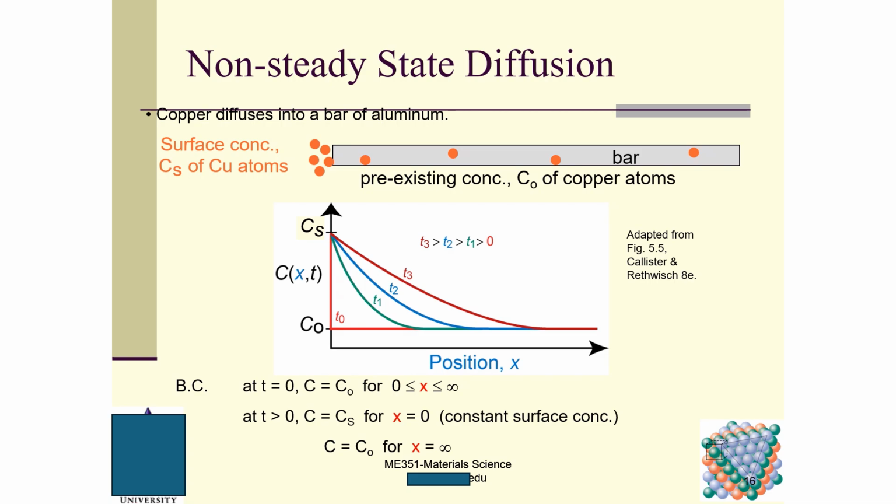BC means boundary conditions here. So here is Cs, C(x,t), C0. This is position. It goes for the times t1, t2, t3. So we know that at different times at the same location, we have different copper concentrations because of diffusion.